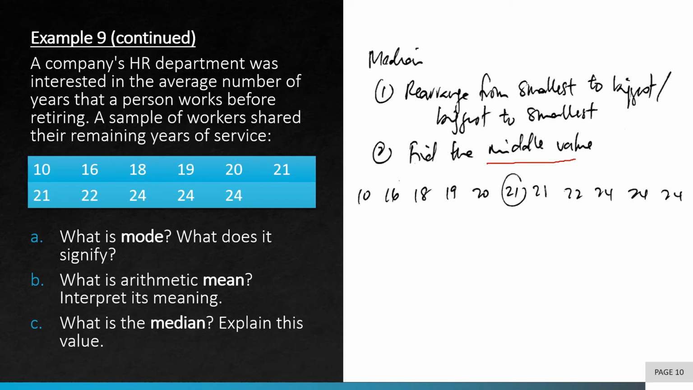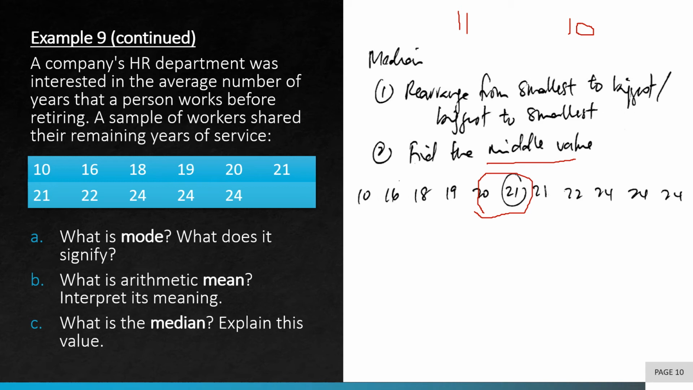As you can see, number 21 lies right in the middle of your data set. Now, we are quite lucky in this sense because our data set consists of an odd number, which is 11. What if you're given an even number data set, like 10? If you're given an even number data set, all you have to do is take the middle 2, let's say here, and then divide their sum by 2.